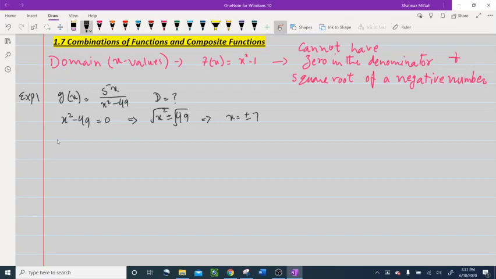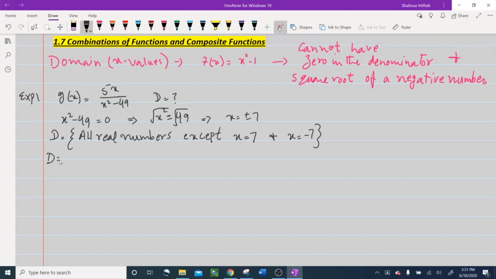Okay, so how do you write the answer for the domain if the question is asking? You have two different ways. I mean, you have other ways too, but I'm going to show you two. You can say the domain is equal to all real numbers except x equals 7 and x equals negative 7. Okay, you can do that.